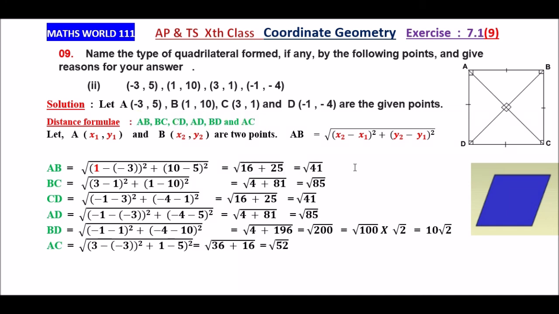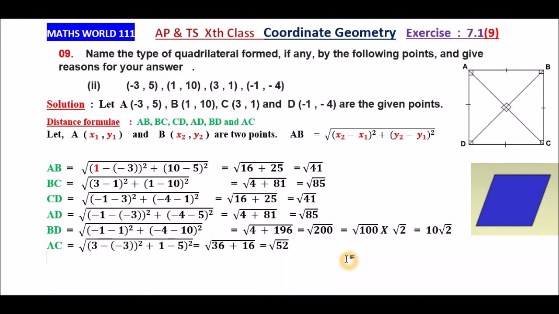Just observe what I told you. The condition to call a quadrilateral a square is that all the sides must and should be equal. Here you see opposite sides are equal. So opposite sides are equal, then we can say it is a parallelogram. And even the diagonals are not equal. Diagonals are AC, BD. AC is root 52 and BD is 10 root 2.